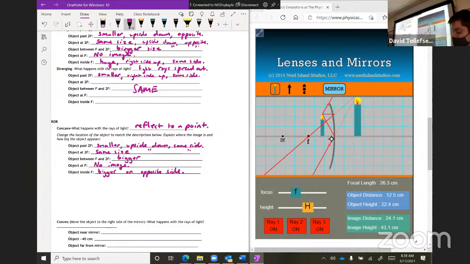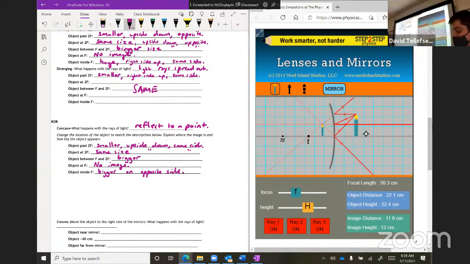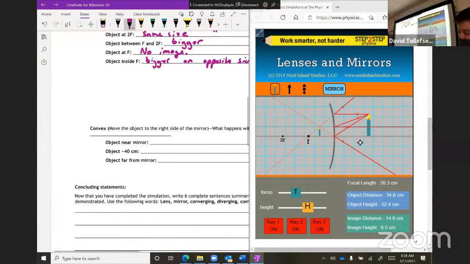If you switch the side of the object, now it's a diverging mirror or a convex mirror. What do you notice happens to the rays of light? They reflect away. They reflect away at a 45-degree angle.